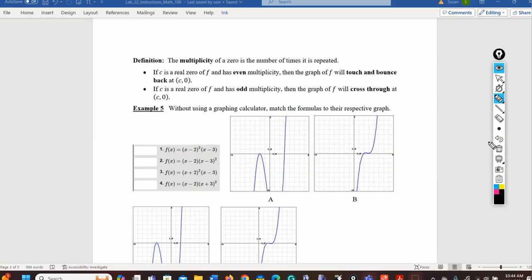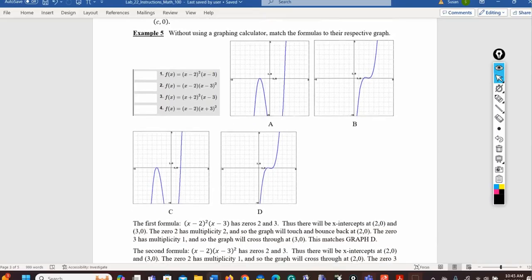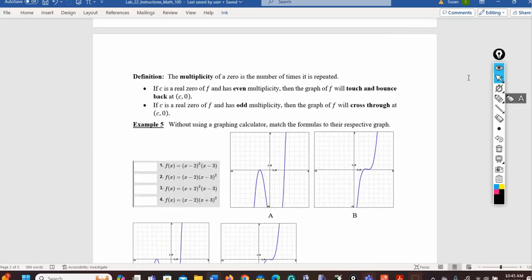So without using a graphing calculator, match the formulas to their respective graph. And you want to make sure and do this exercise without a graphing calculator, because it will not always be the case that you can just simply put something into your graphing calculator and look at the answer. So let's look at the first formula. Let me go back. Okay, so the first formula is x minus 2 all squared times x minus 3.